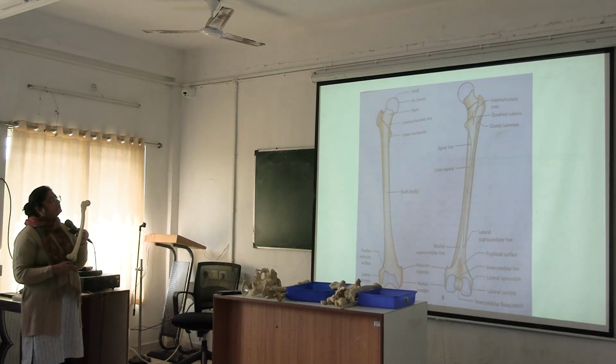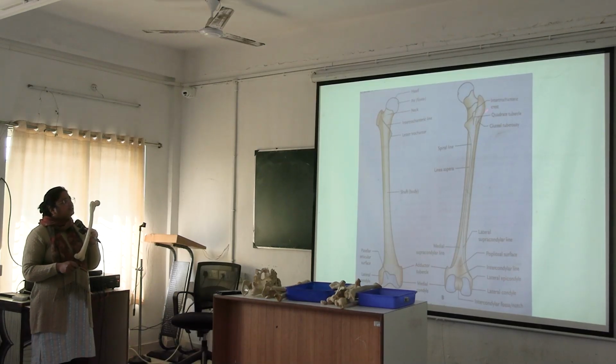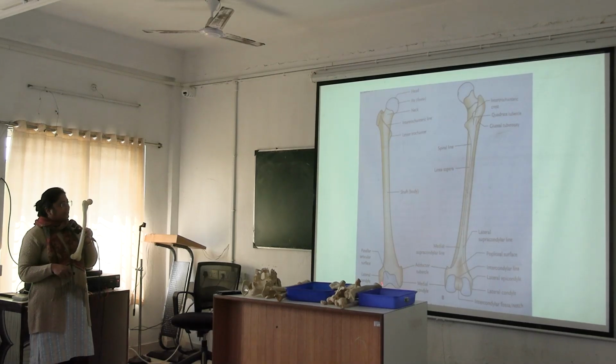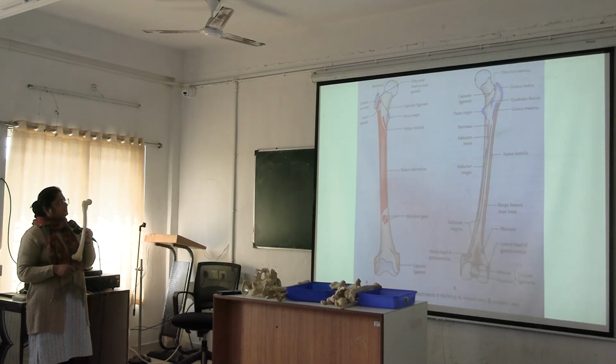See those attached. Anterior view, posterior view: intertrochanteric line, intertrochanteric crest, quadrate tubercle, posterior surface, spiral line or pectineal line, gluteal tuberosity. This is the popliteal surface. 2 supracondylar lines, intercondylar fossa, adductor tubercle, linea aspera. And here is the patellar articular surface. Pit or fovea, head, neck, greater trochanter, lesser trochanter. And these are the muscle attachments.